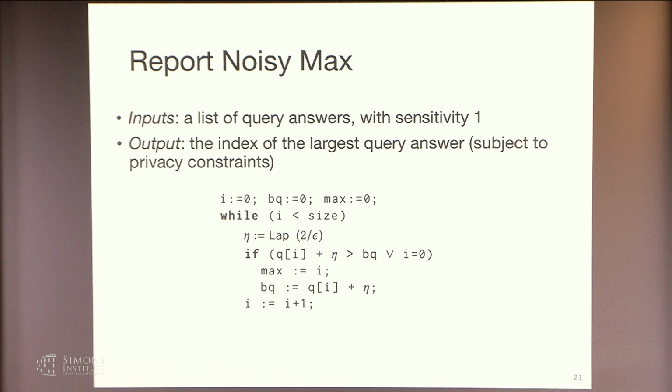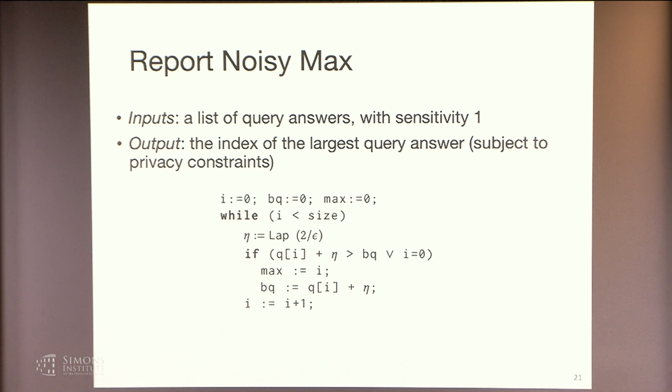So this is the report noisy max algorithm. The input is a list of query answers with sensitivity of 1. The goal is to output the index of the largest query answer. Of course, we want this to be differentially private, so the accuracy is subject to some privacy constraints.